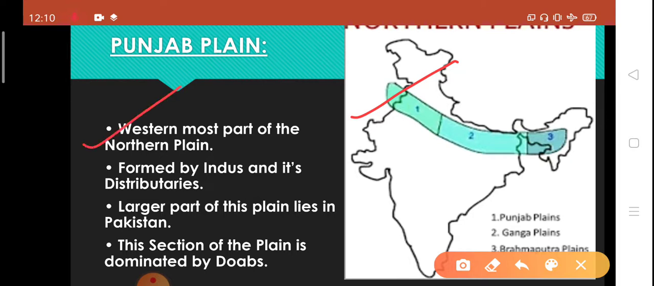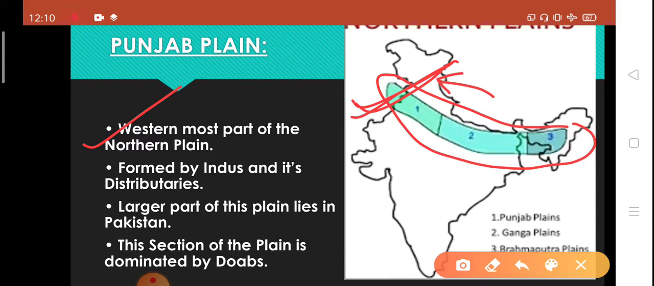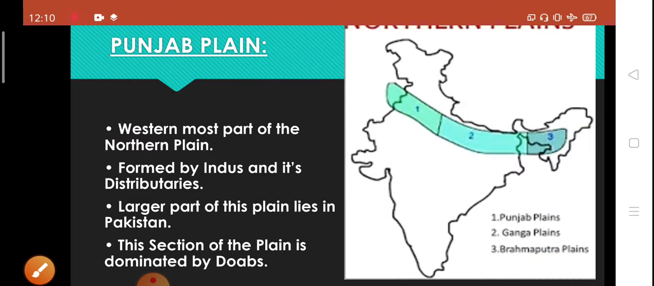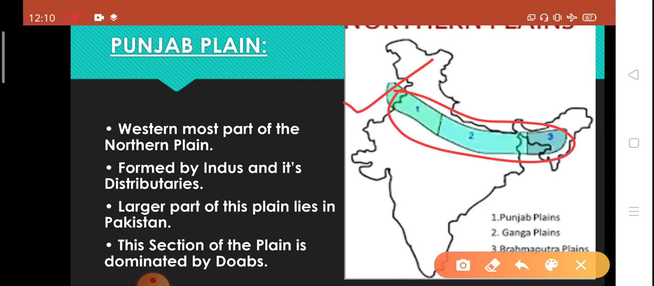It is the westernmost part of the northern plain. This is the whole northern plain area, and the Punjab plain which is marked as 1 is the most western part, right? We know this is west, this is east, this is north, and this is south. Don't we know? North, east, west and south. So the westernmost part is the Punjab plain. This is clear. Formed by the Indus and its tributaries. That means, see, I told you there are three major Himalayan rivers: the Indus, the Ganga and the Brahmaputra.